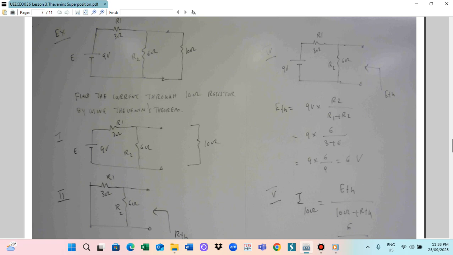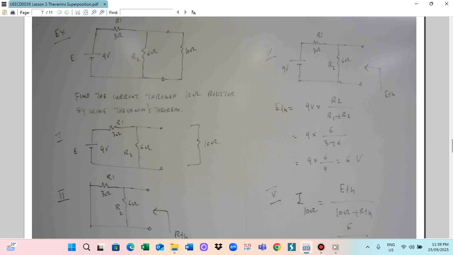So this is step 1. And step 2, kill the source. Killing the source means that the 9 volt source is to be killed. So step 2, the 9 volt is to be killed. R1 is 3 ohm and R2 is 6 ohm. So kill the source. And step 3.